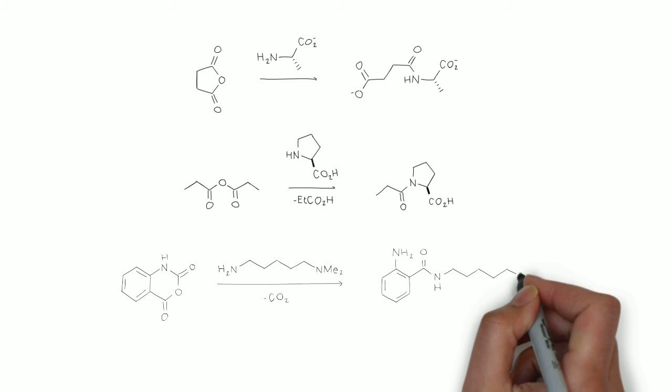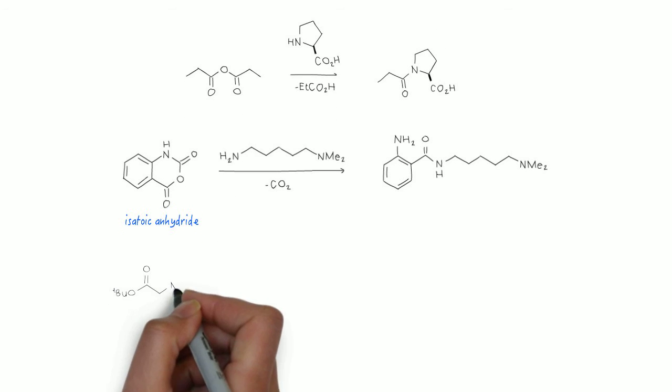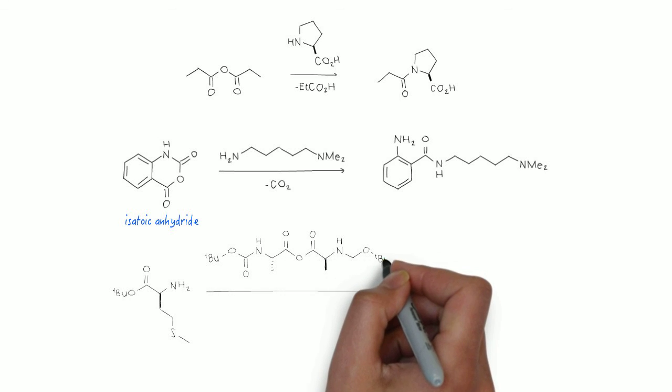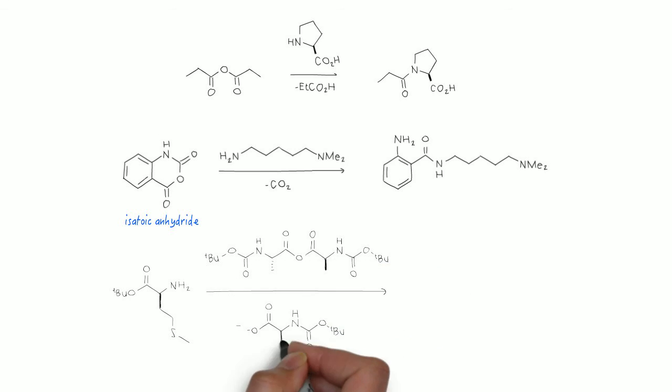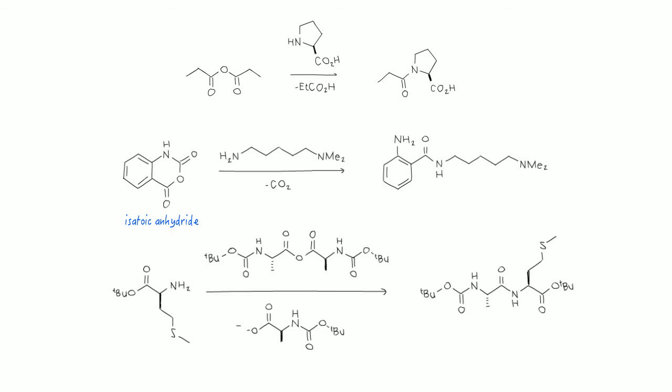Isatoic anhydride is a nice one because we transfer the acyl group to the nitrogen and lose CO2 and eventually get an anthranilic acid derivative. And most important are acylation reactions of amino acids. Protected amino acids will react with anhydrides to give amide bonds and extend the peptide chain.